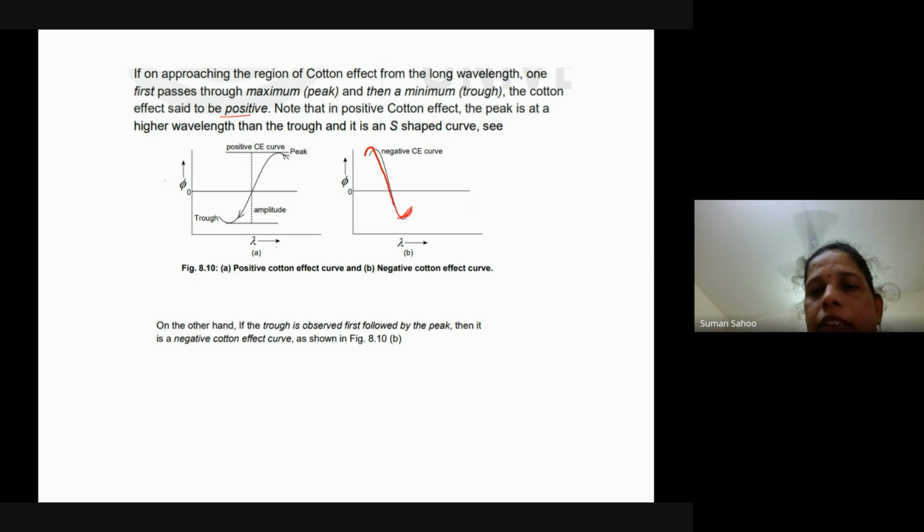So not negative Cotton effect. In positive Cotton effect, with decreasing wavelength, first you get a peak and then a trough. But in negative Cotton effect, first you get a trough and then a peak. This Cotton effect curve is more important for deciding the stereochemistry or the configuration of a molecule. You just do the absorption spectra and study the Cotton curve.